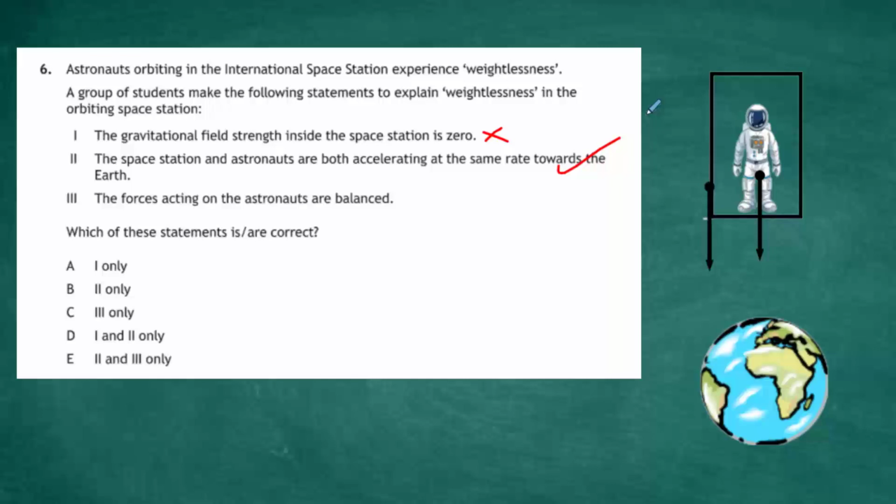What about statement 3? It says the forces acting on the astronauts are balanced. Well, this is not the case because the astronaut and the spaceship are accelerating downwards towards the Earth, and the only way that can happen is if you have an unbalanced force acting on them, and that's due to the force of gravity pulling them down towards the centre of the Earth. So the forces are not balanced. So we're only looking for statement 2, and that's going to be B. So the answer to question 6 is B.